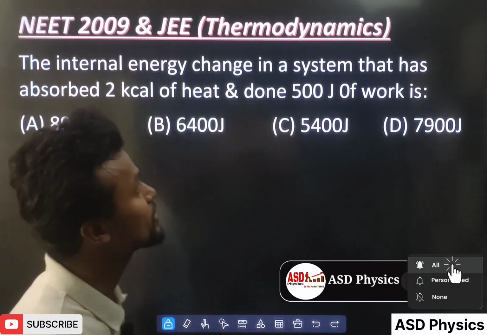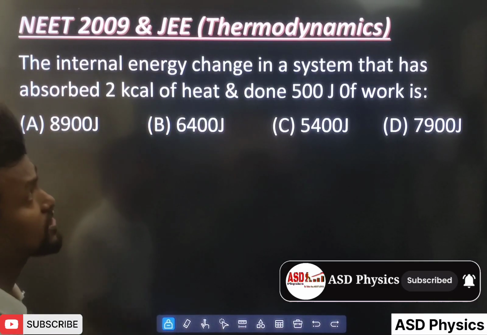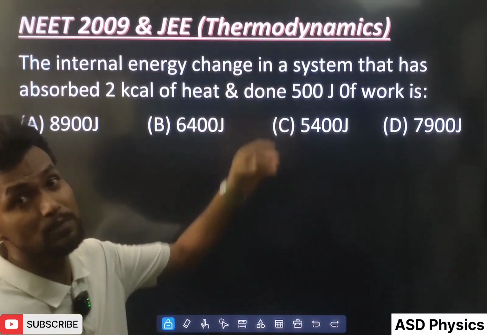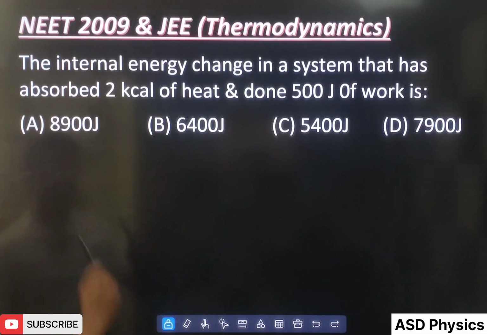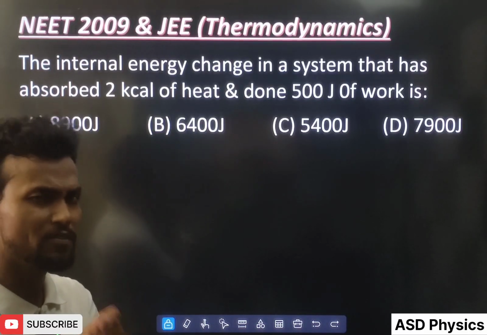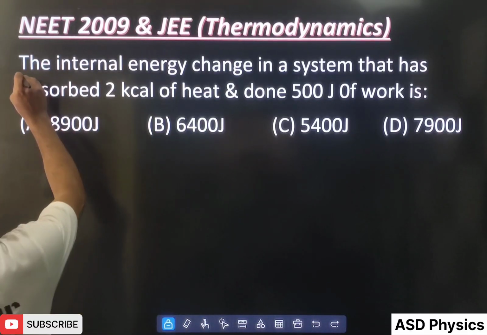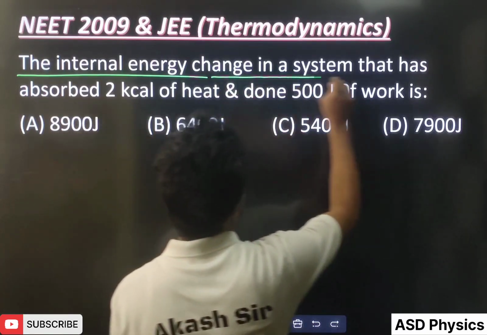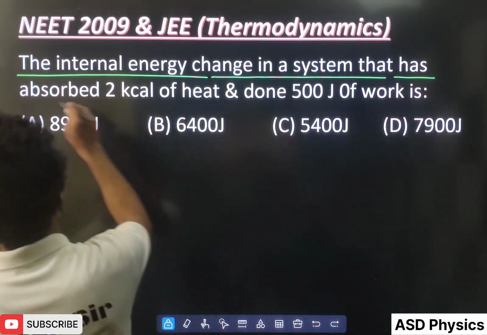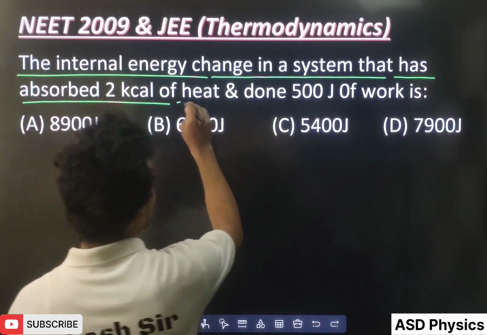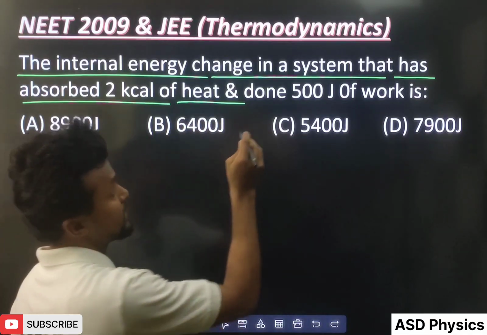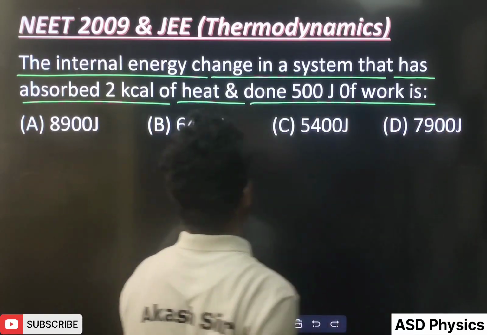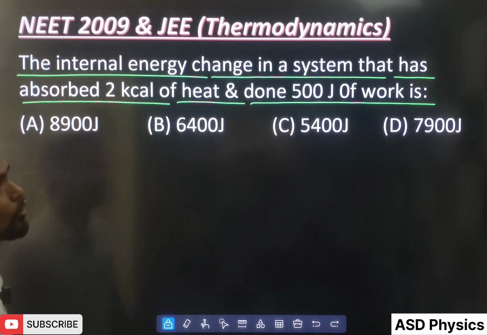So students, in this video we are going to solve a question from the chapter Thermodynamics, Class 11, asked in the NEET 2019 exam. Very basic question, let's go through it. The question is: the internal energy change in a system that has absorbed 2 kilocalorie of heat and done 500 joule of work.